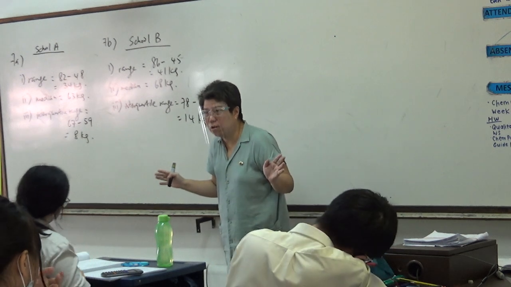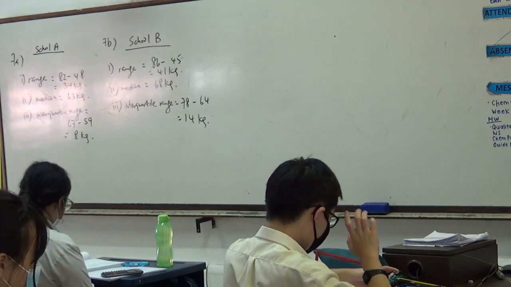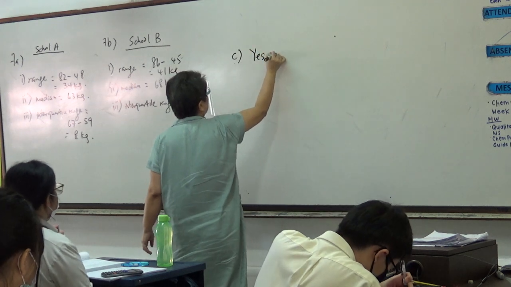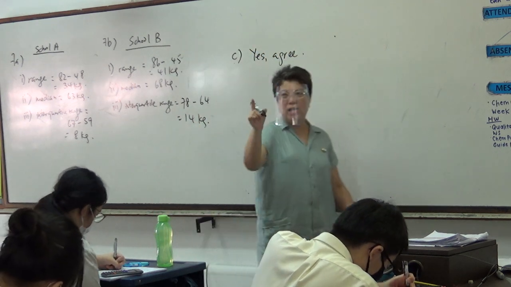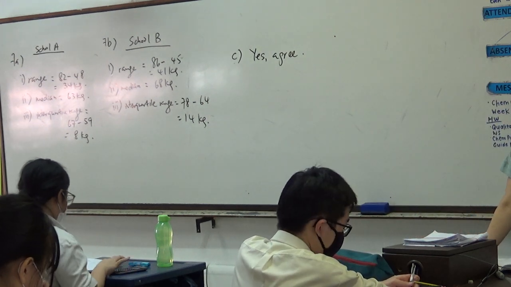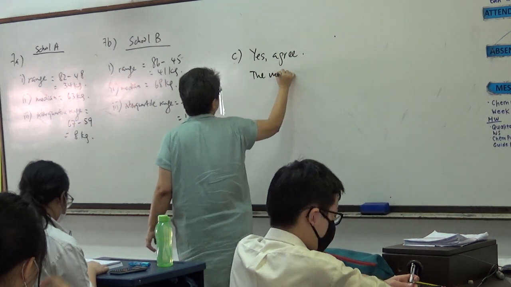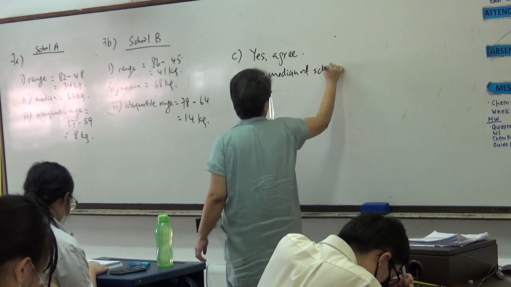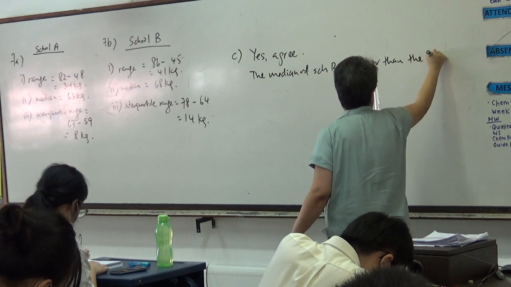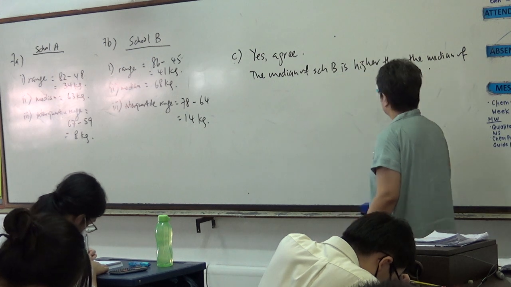Understand? Yes or no? Okay, so what must you say? What did the question ask again? Do you agree with this statement? You must say yes. Agree. Once you say agree, one mark. Okay, then they say give a reason for your answer. The median of school B is higher than the median of school A.